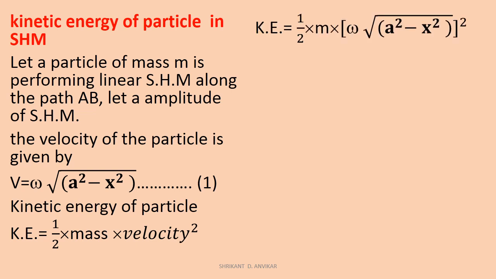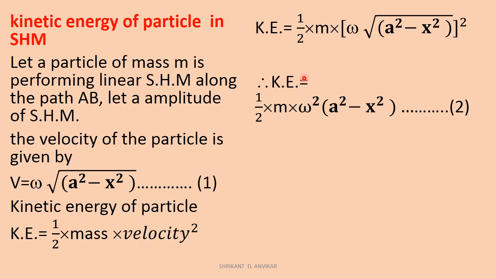Therefore, 1 by 2 into mass, and substituting the value of velocity from equation 1, kinetic energy is equal to 1 by 2 m omega square into (A square minus x square). This equation represents the kinetic energy of the particle. Now in this equation, the 1 by 2 term is constant, mass of the particle is constant, omega is constant, and amplitude is also constant. Therefore the variable term in this equation is the displacement.